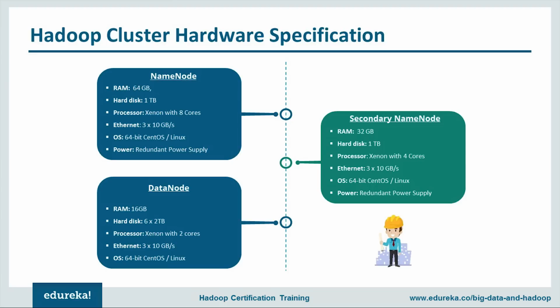Why? Because if the NameNode goes down, your entire HDFS will go down. And for the data node, you need 16 gig of RAM. Hard disk should be 6 by 2 terabytes because this is where you will be storing all the data that needs a lot of memory. The processor should be Xeon with 2 cores, Ethernet 3 by 10 gigabytes, and OS should be, again, 64-bit CentOS or Linux. And for the secondary NameNode, RAM should be 32 gigabytes. Your hard disk should be 1 terabyte, processor Xeon with 4 cores, Ethernet 3 by 10 gigs, OS should be 64-bit CentOS or Linux, and power again should be a redundant power supply.